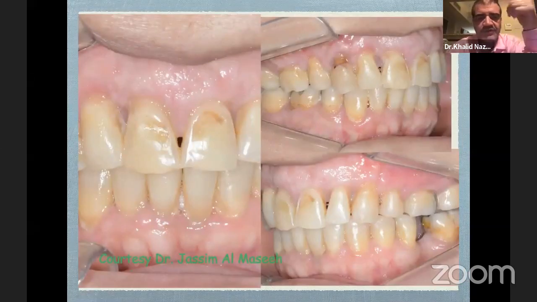But the case evolved with time, and this case is still under movement. But you can see how all of the maxilla has been retracted to the back, and the occlusion is closing, and the tissue is filling as well.